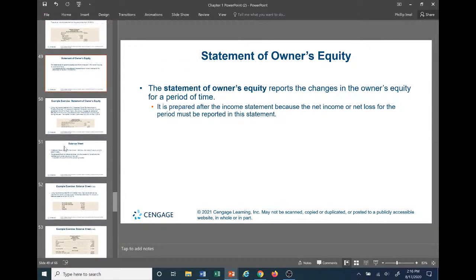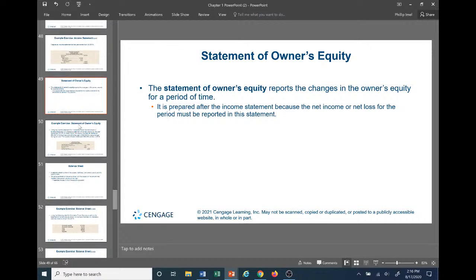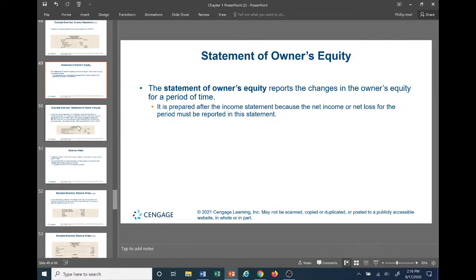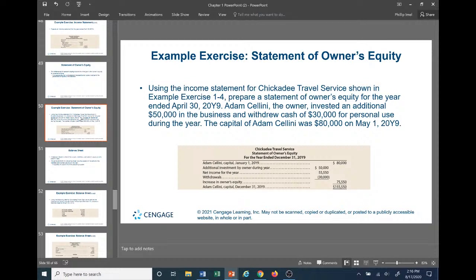Next, let's look at the statement of owner's equity. The statement of owner's equity reports the changes in the owner's equity for a period of time. Once again, for a period of time. It is prepared after the income statement because the net income or net loss for the period must be reported in this statement. So let's look at a little example exercise here in regards to the statement of owner's equity.